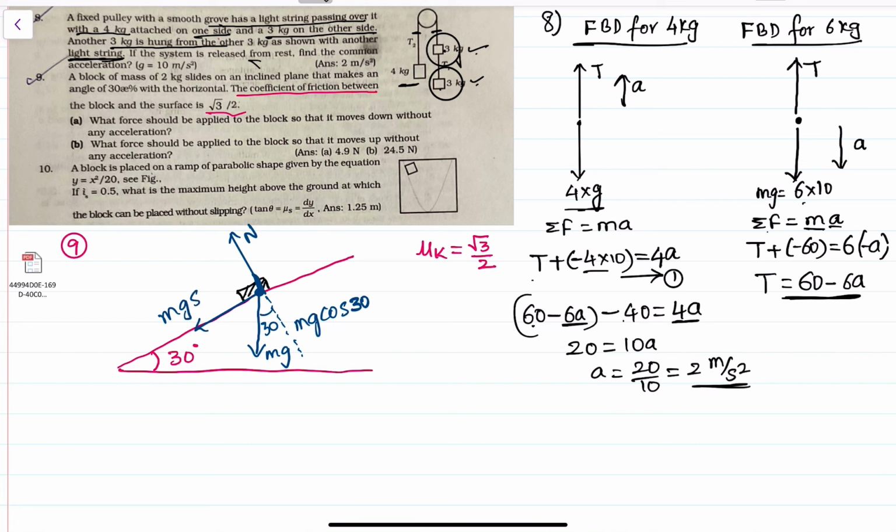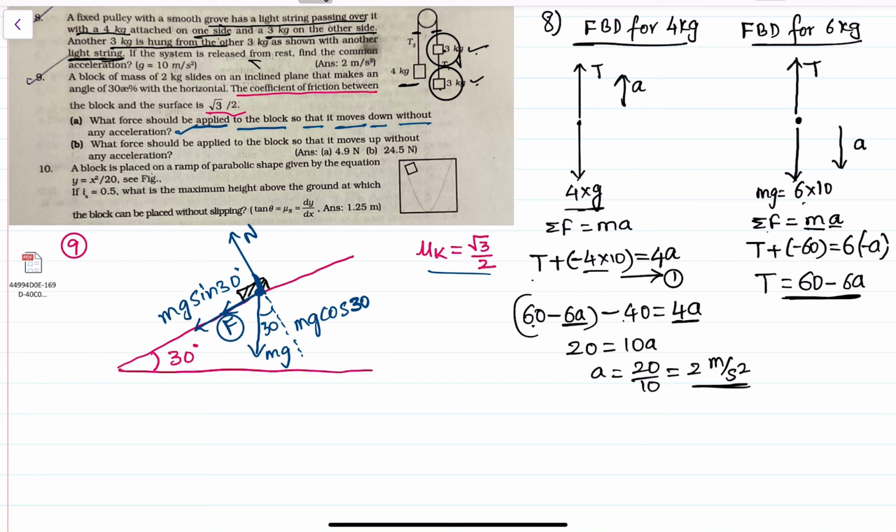It is given that the block is sliding down. See here, we need to identify the friction force. So mu k is given as root 3 by 2. What force should be applied to the block so that it moves down without any acceleration? What amount of force do we need to apply so that it moves downwards with no acceleration? So when the particle is moving, let the applied force be F. I need to find out this applied force.